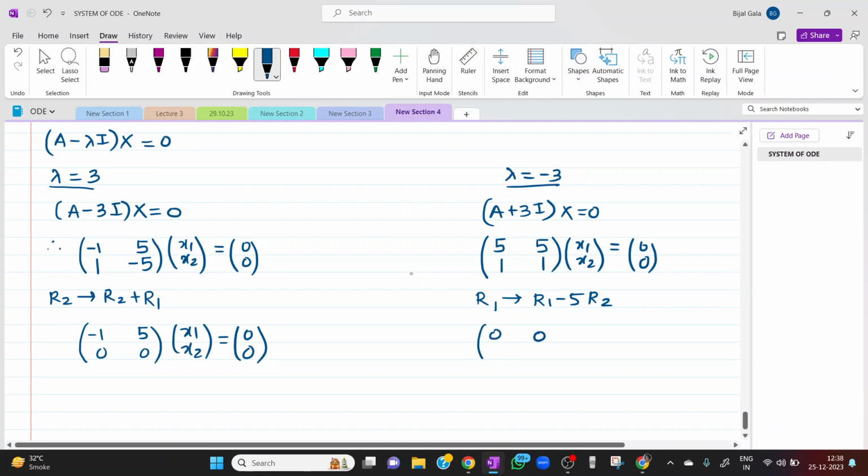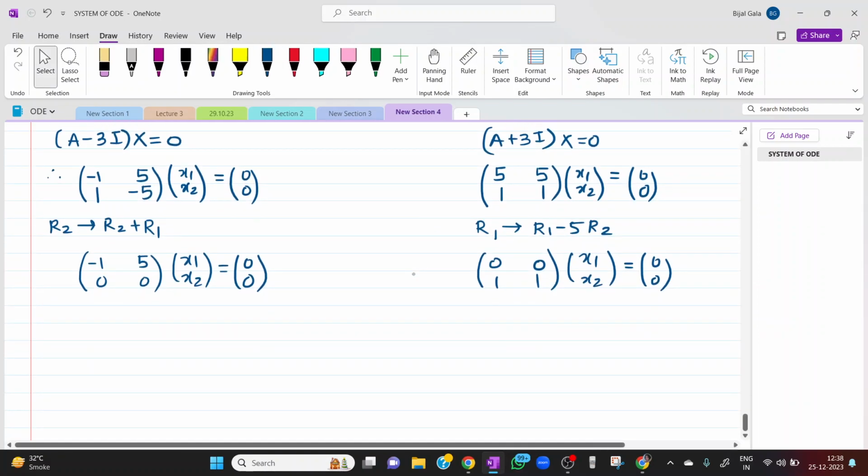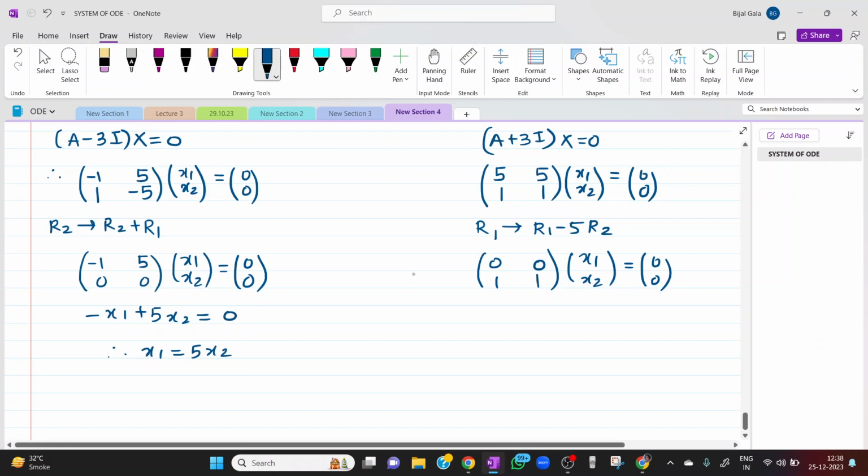Here I would have, so I get now two equations. So this implies x1 is 5x2. So if x2 is 1, my v1, which is the first eigenvector, would be 5 and 1.